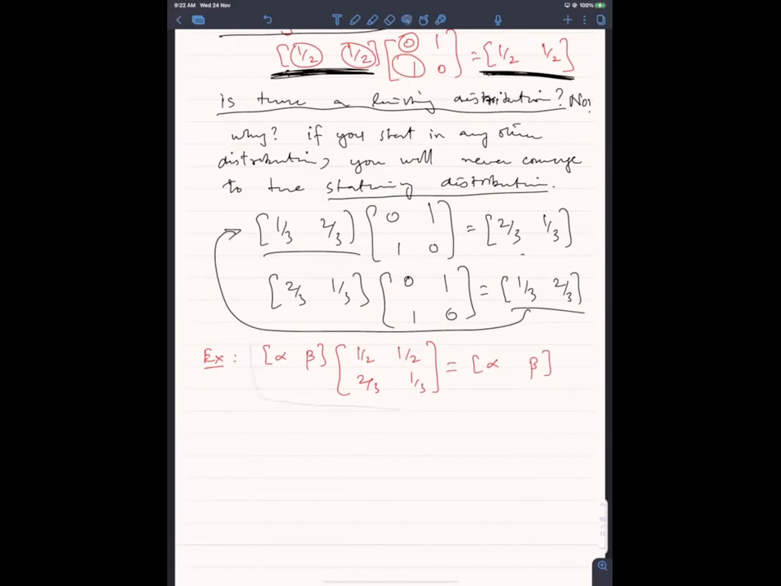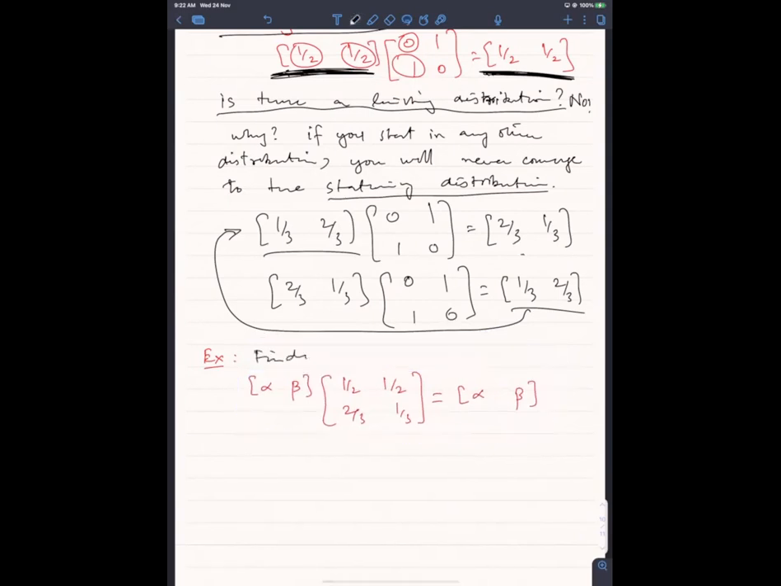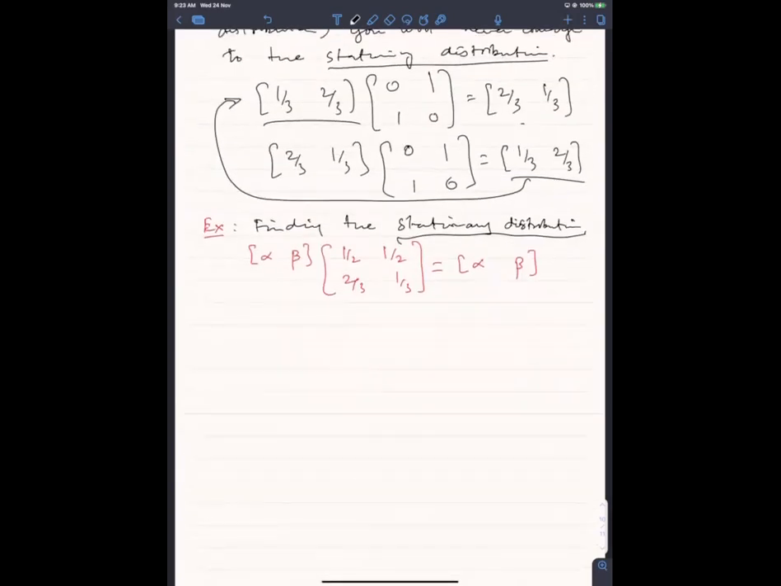And basically, what I'm trying to do here is finding the stationary distribution. One method I told you was to use the eigenvector corresponding to eigenvalue 1. So this is another method of finding the stationary distribution, and that is by definition. This is our stationary distribution. So this should be equal to: 1/2 alpha plus 2/3 beta is equal to alpha, and 1/2 alpha plus 1/3 beta is equal to beta.